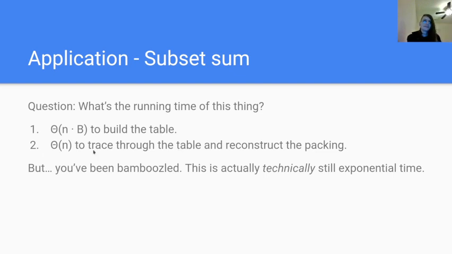So it's theta of n to backtrace through the table and reconstruct the actual packing. So this looks like a linear time algorithm, or it depends on both n and B, but it's polynomial. We'll say that. Could be, yeah, it's polynomial, right? But no, it's not. It's really not. You've been bamboozled.